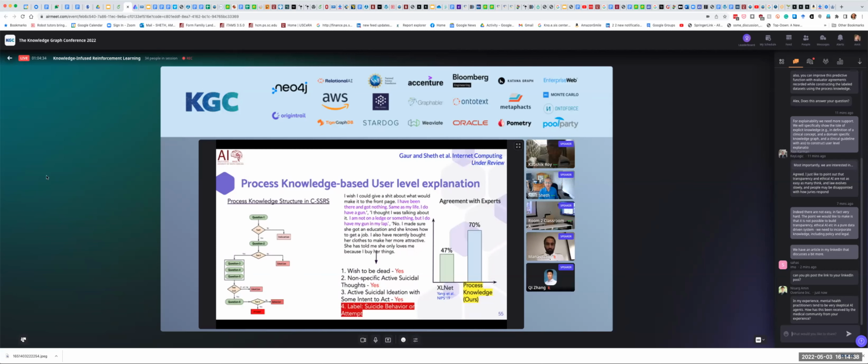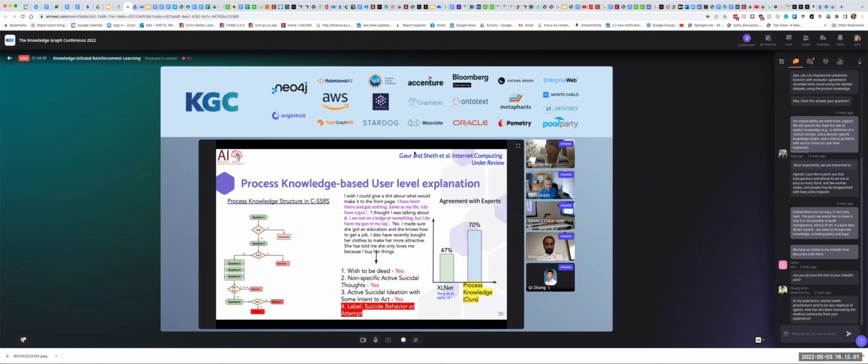Using this method for a mental health domain data set, on our model outcomes, the experts agreed with 70% of the time. Our best baseline model was XLNet. It's a large autoregressive language model, and that achieved an accuracy of 47%.